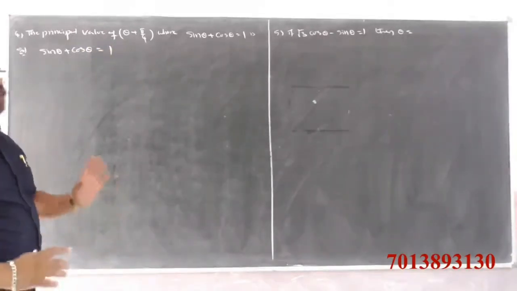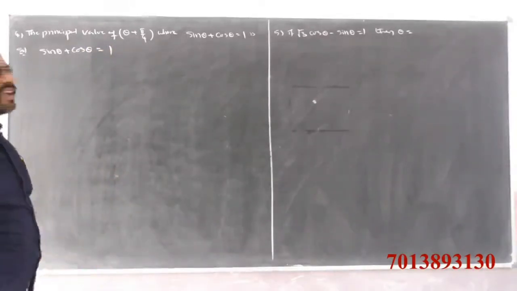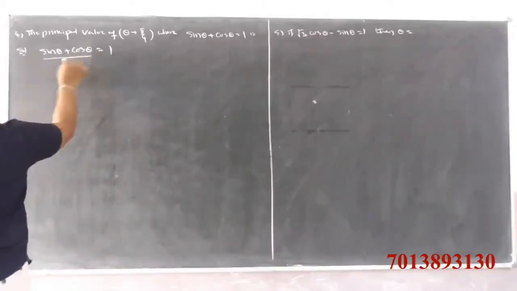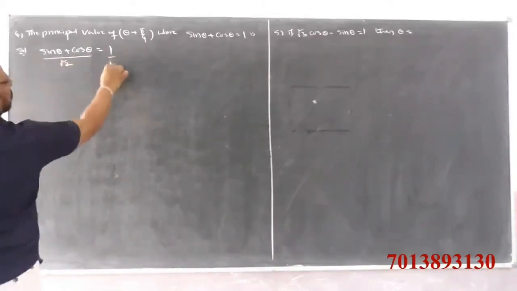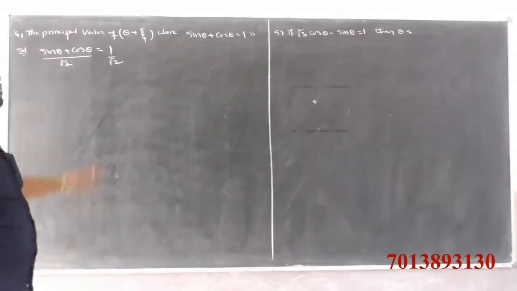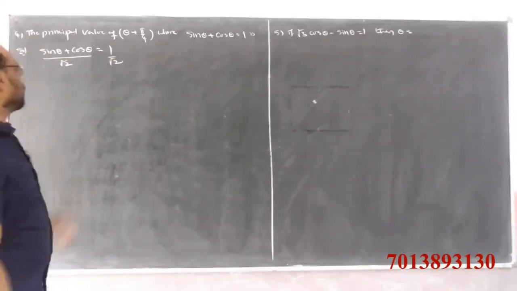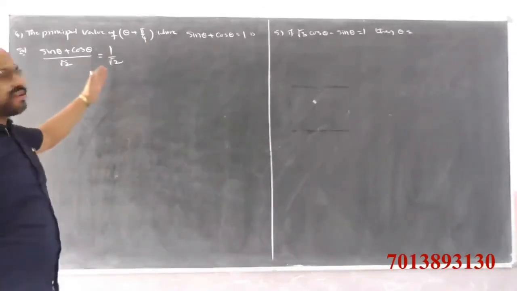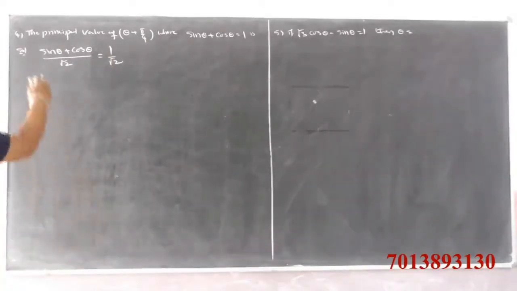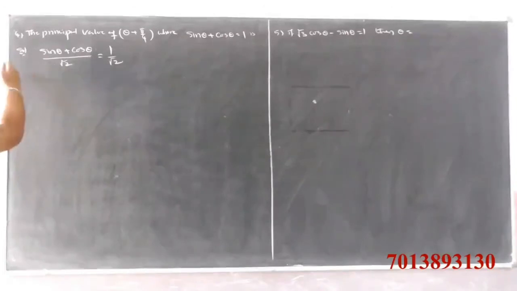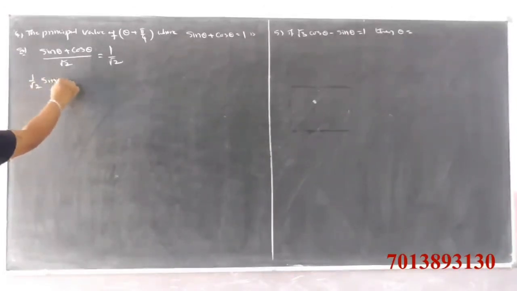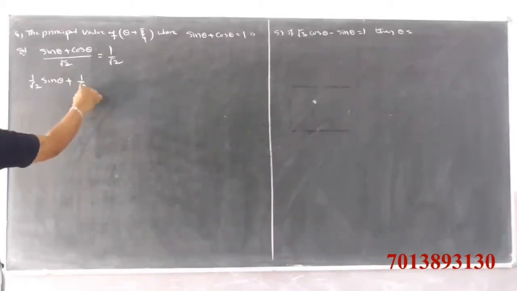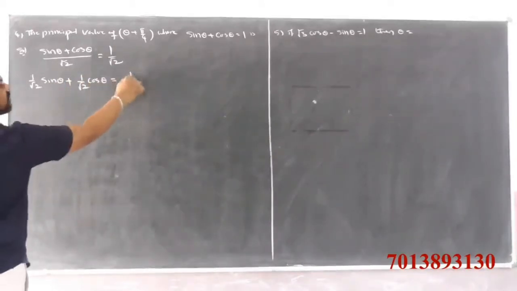On both sides, LHS and RHS, divide by square root of 2. We get, if you separate the denominator, 1 by root 2 into sin theta plus 1 by square root of 2 into cos theta is equal to 1 by square root of 2.